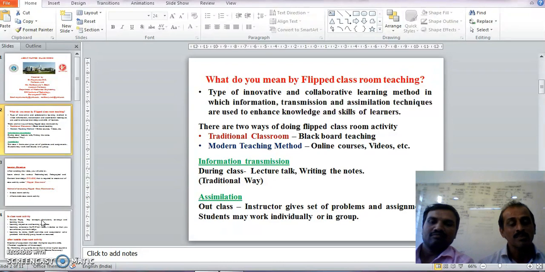Now how you assimilate this information with regard to the topic happens outside the classroom. The instructor gives a set of numericals or assignments to the students, which they do at home, and then they come back to class the next day so that it is corrected by the concerned faculty. This is the information we are sharing related to the traditional way of classroom activities.